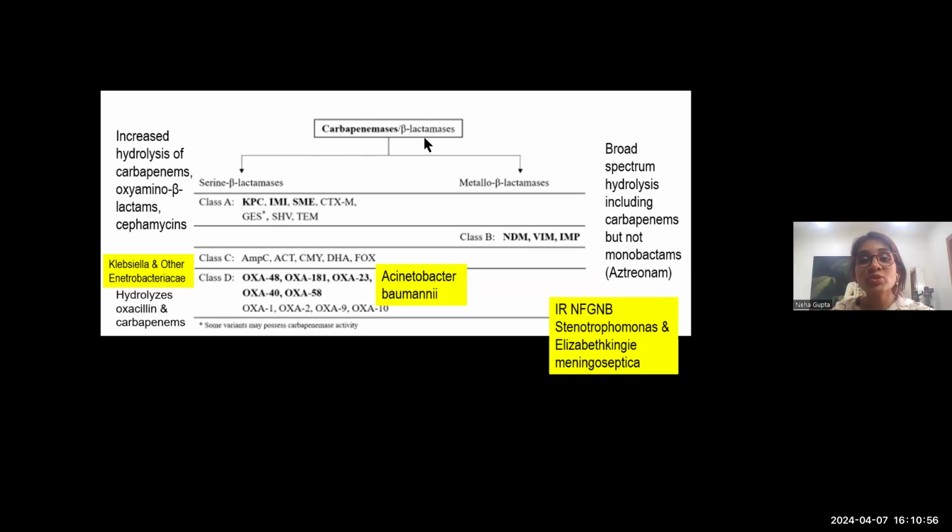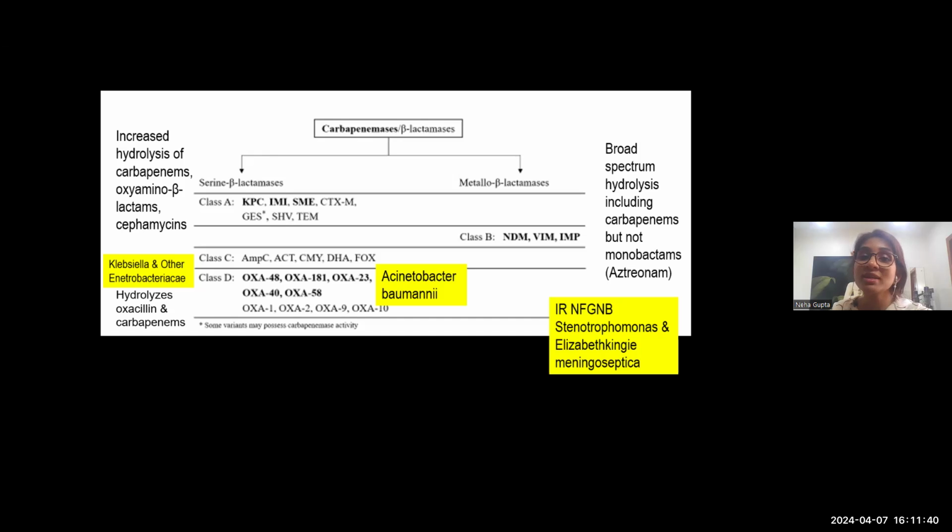The carbapenemases, which hydrolyze the carbapenems, can be classified into two major groups: the metallo-beta-lactamases, consisting of NDM, VIM, and IMP, and the serine beta-lactamases, consisting of class A KPC, class C which includes AmpC, and class D which includes the oxacillinases. Out of these, the OXA-48, OXA-181 like cluster is found especially in Klebsiella as well as other Enterobacteriaceae, whereas OXA-23 is found in Acinetobacter baumannii.